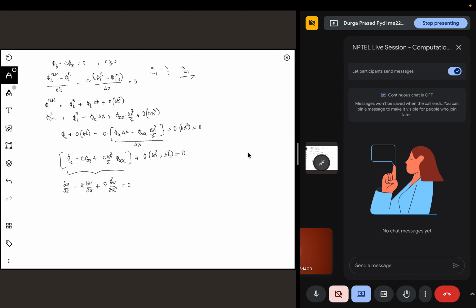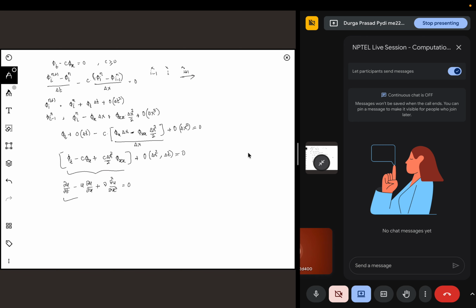Did I miss a sign somewhere? phi_i minus phi_{i-1} is phi_x times delta x minus phi_xx. Yeah, something of this sort. I think I missed some sign somewhere. If you can find it, let me know. This has to be plus, I think. But the idea is similar to this one.